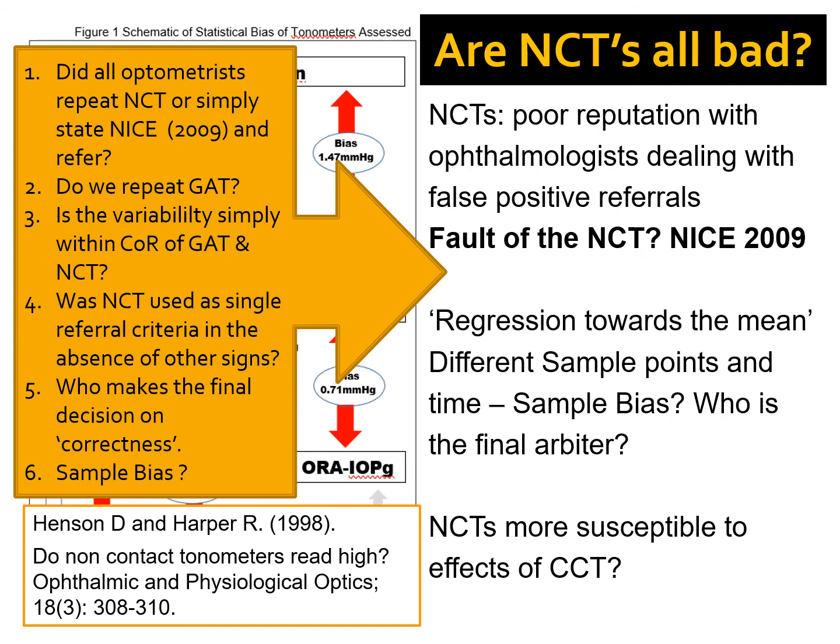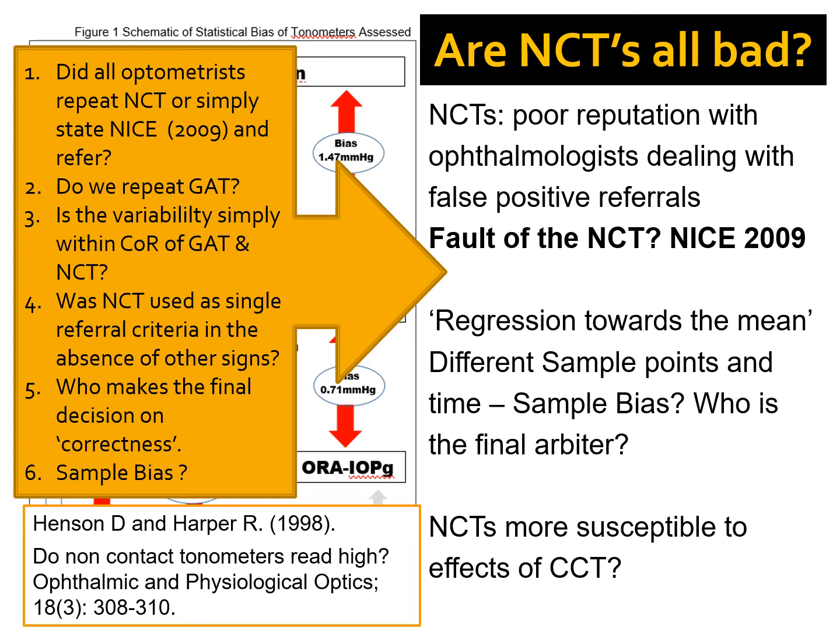Did they? I mean, we always repeat GAT. We're always told now to repeat GAT. So did these optometrists repeat NCT before referral? Is the variability simply within the repeatability of GAT and NCT?